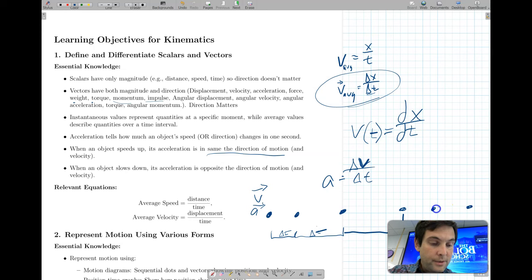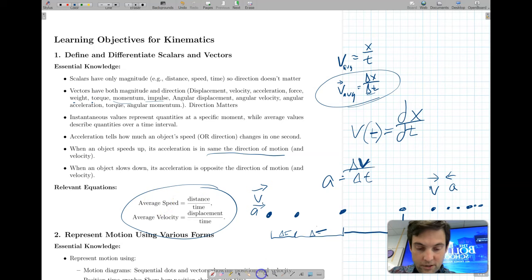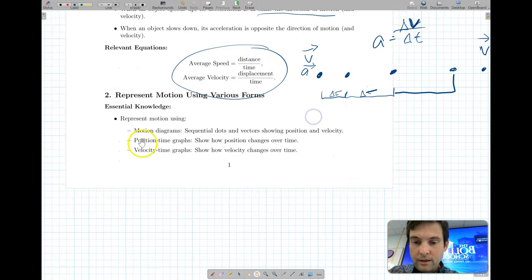If the dots are becoming closer together, then our velocity could be to the right, and in this case our acceleration would be to the left. Whatever direction your velocity is, that is the direction the object is moving. When the object slows down, acceleration's in the opposite direction. There's our relevant equations already talked about. Motion diagrams, those are those dots that show position and velocity.